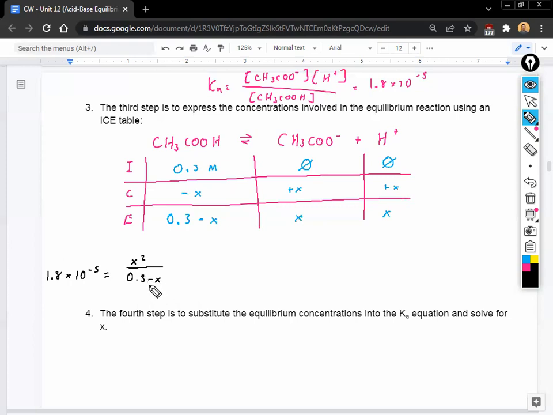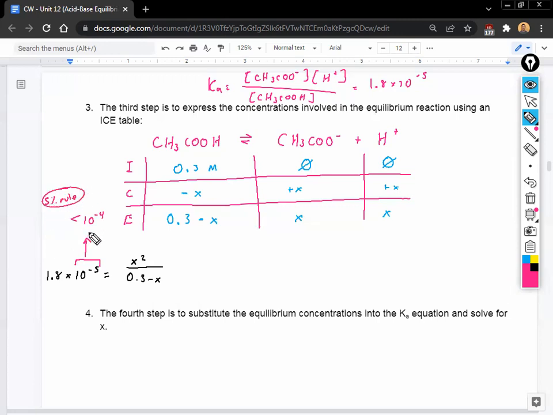Now, this looks like a quadratic problem, right? And technically it is, but if you guys remember the 5% rule, there are times where we don't have to do the quadratic formula. I don't know if you guys remember, but if the exponent is less than 10 to the negative 4, we can 99% of the time assume that it's going to follow the 5% rule.